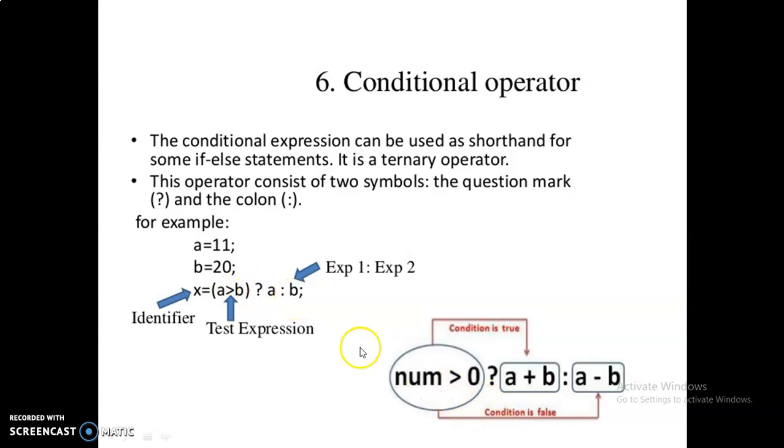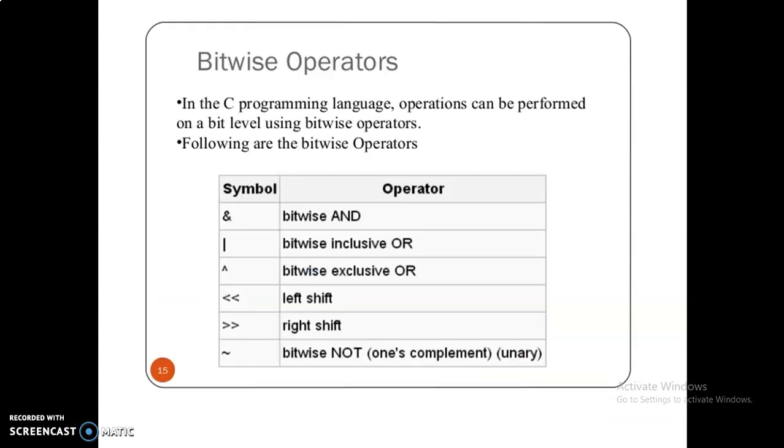If A has the value 20 and B has the value 11, the condition will be true, and expression 1 will be evaluated. This is the conditional operator. It is also called the ternary operator in C.